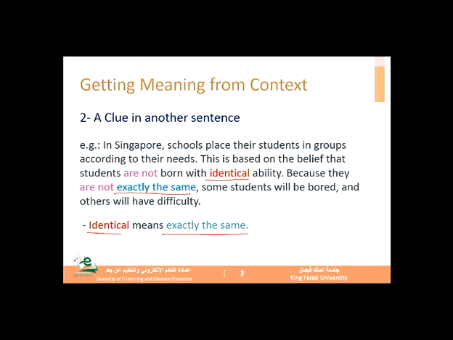All right? This is logical because if you examine the other sentences or the other words, you will not find a clue or a word that is close to identical in this reading selection. So identical basically means exactly the same, because this sentence here supports the previous sentence. All right, this sentence supports the previous sentence, so that's how we learned that exactly the same means identical, or vice versa. Okay, so this is the second clue.